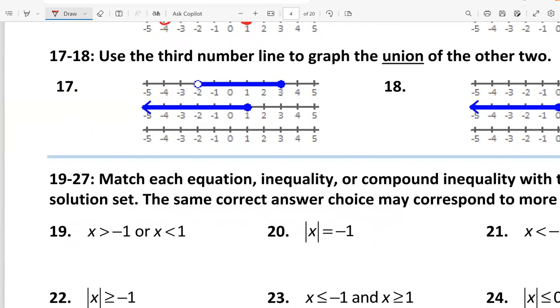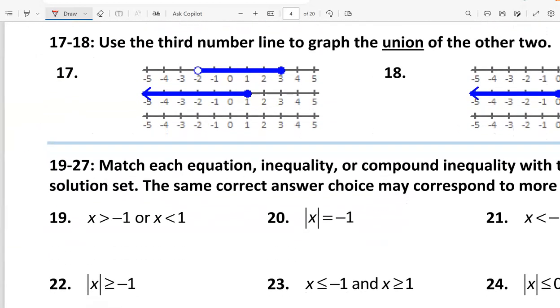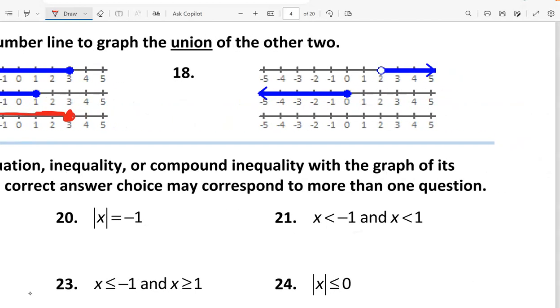All right, in number 17 through 18, we are graphing the union. The union is the joining of the two sets together. So if we graph everything that was graphed in either the first number line or the second line, everything that's shaded in either one of them is that region from 3 to the left. In number 18, we shade anything that was shaded on either of the two number lines. We get what's called a disjoint set. Disjoint sets can only be stated in simplest form with the word or.